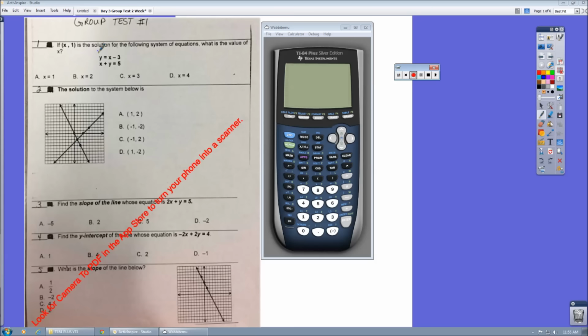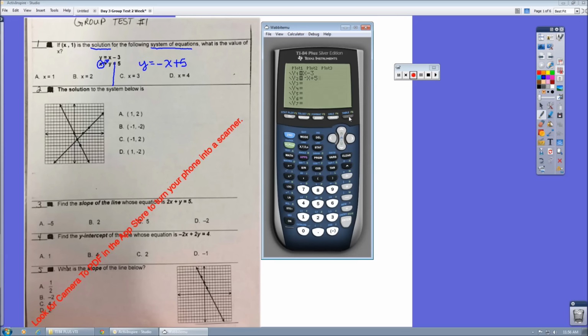If x comma 1 is the solution for the following system of equations, what is the value of x? Well, you have one equation that's already in y equals. Put it in the calculator. Y equals x minus 3. But the other one is not in y equals, so move the x to the other side. If it's positive on the left, it's negative on the right. So now you have y equals negative x plus 5. Punch that in.